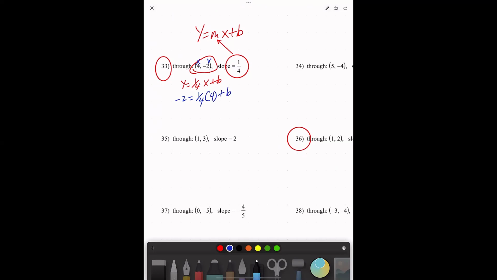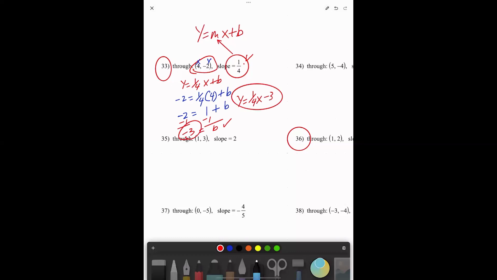Now, once you get this equation, you're just solving for b. So 1/4 of 4 is 1. So this is -2 equals 1 plus b. And then to get the b to the other side, we just subtract 1 from both sides. So we're going to have -3 equals b. So now we have the slope and we have the y-intercept. So our equation is going to be y equals 1/4 x minus 3. That's our equation.